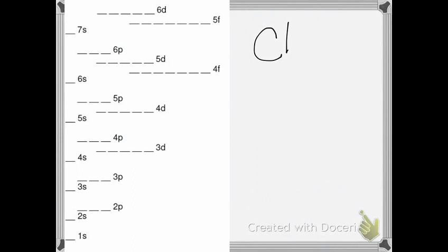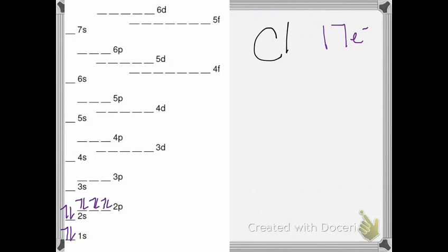Chlorine, atomic number 17, so it has 17 electrons. All right, where do we start? 1s at the bottom again. We can put 2 electrons there, and then we go to the next one, 2s. 1 up, 1 down. And then 2p. We start with 1 up in each, and then go back and pair, and that gives us how many electrons so far? 2, 4, 6, 8, 10. So we've got 7 left.